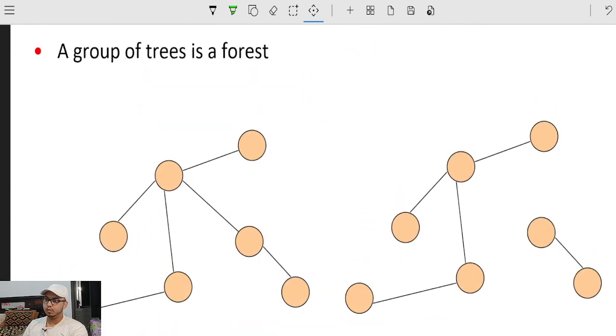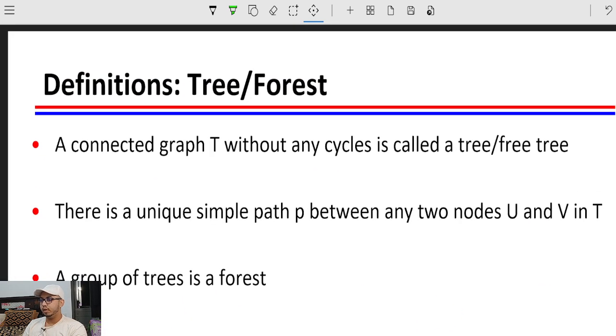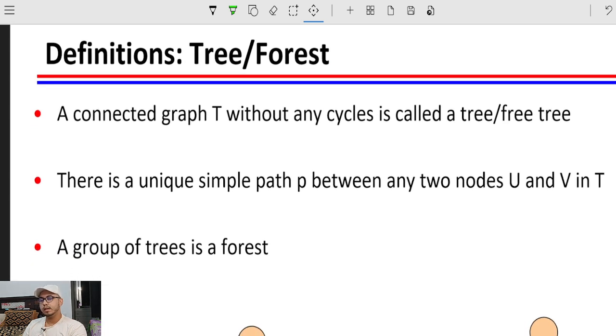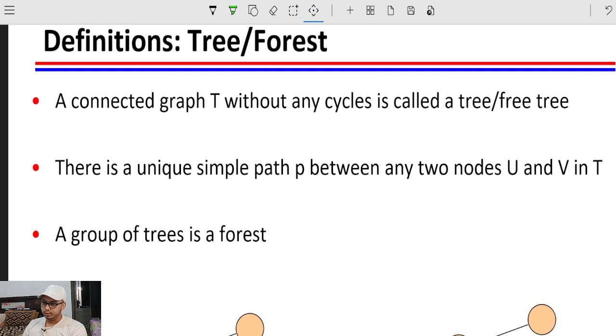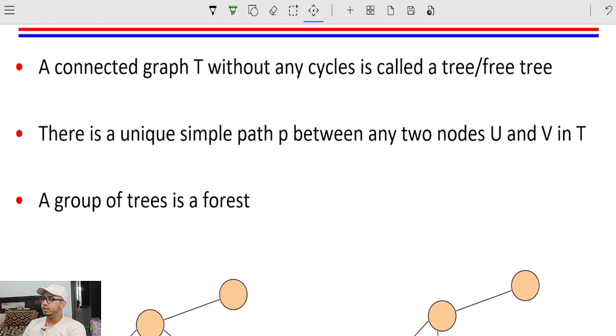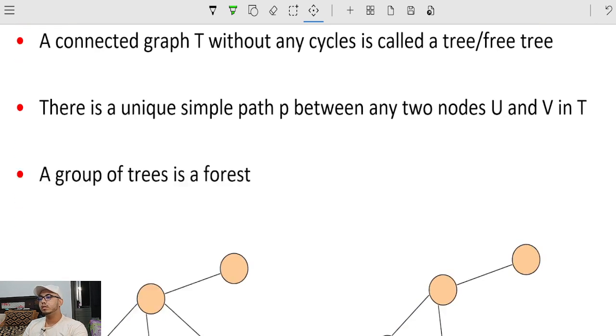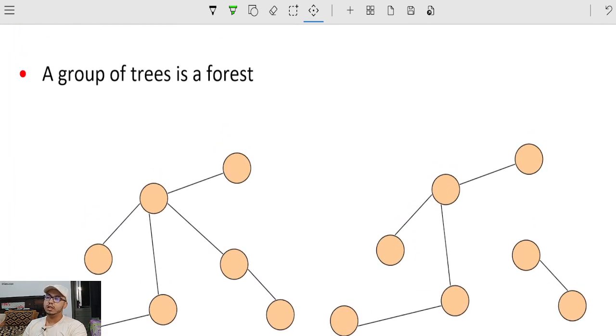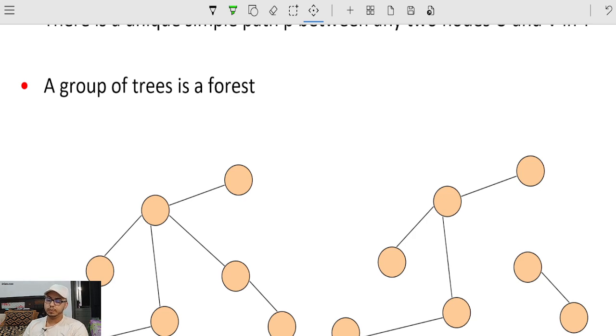Now what is a tree? A connected graph T without any cycle is known as a tree. You can say tree or free tree, anything. There is a unique simple path P between any nodes U and V in T. A group of trees is called a forest. You can see an example of trees and a forest.